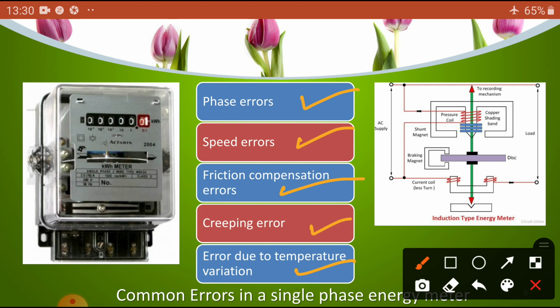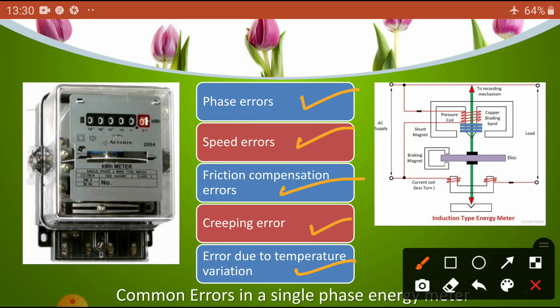Because all metals are positive temperature coefficient materials, due to this, what will happen? Automatically the electrical property changes, and there is a possibility that minor errors may occur. That is known as the errors due to temperature. So we will see them one by one in detail.